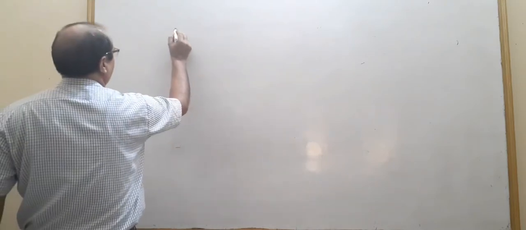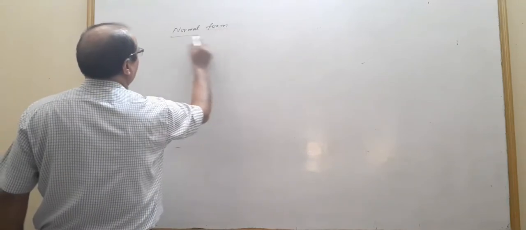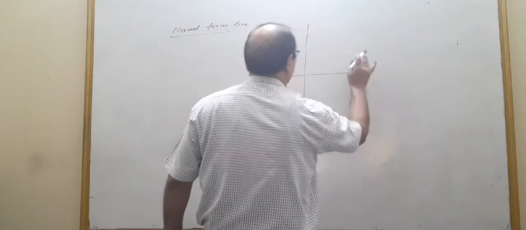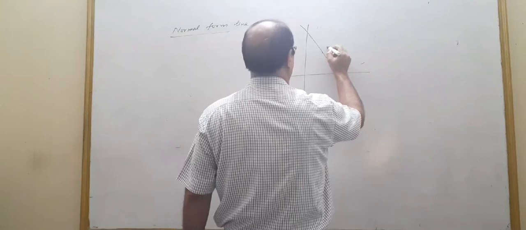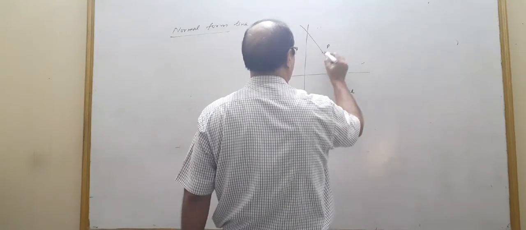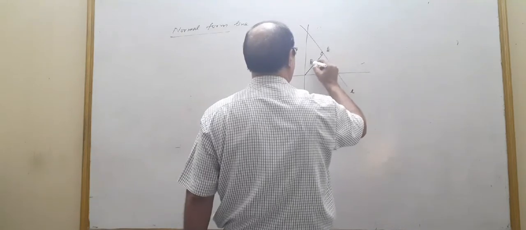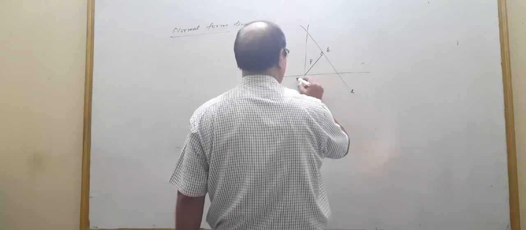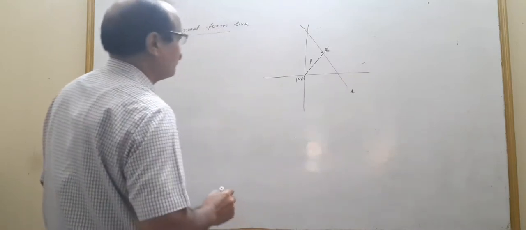Okay, the next and last form in this topic is the normal form of line. Now, to get the equation of line in the normal form, let this be the line and here is the point P. P is the perpendicular distance of the line L from the origin. This is the origin and this is the point A. Now the line is passing through the point A.